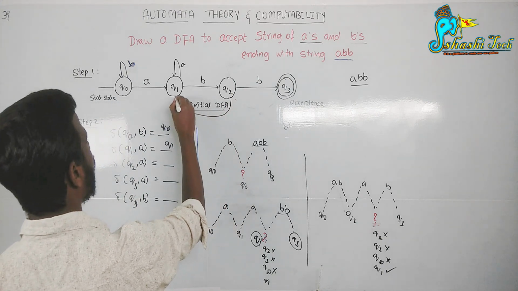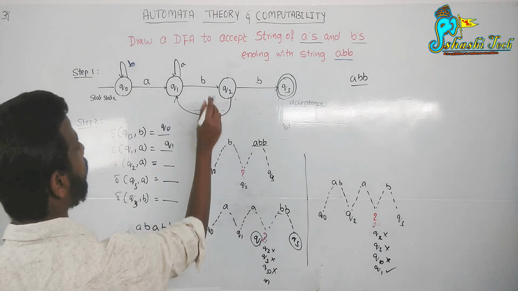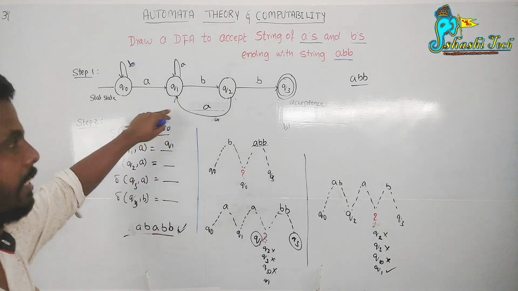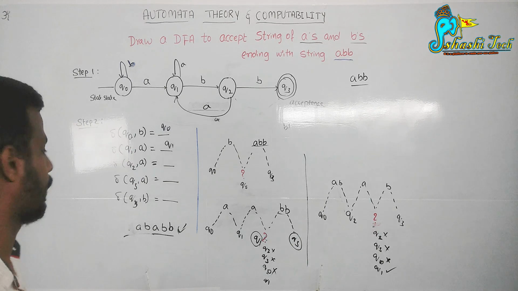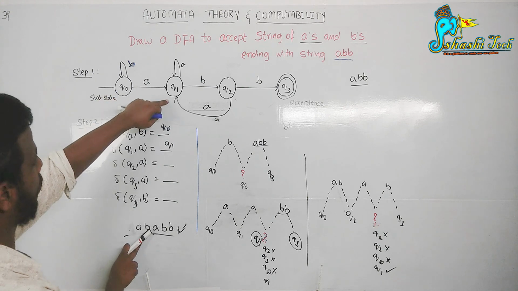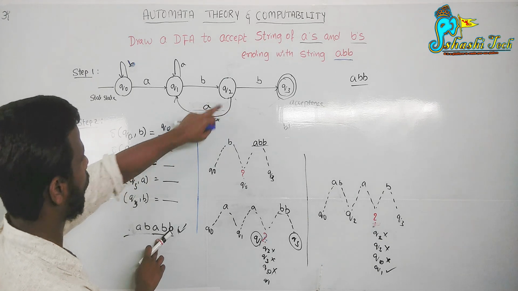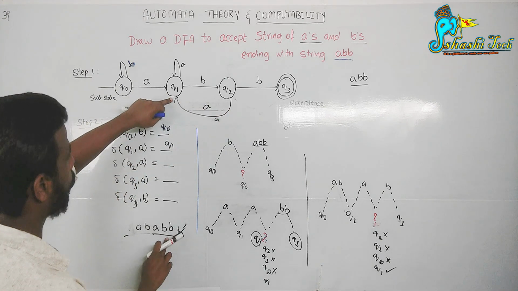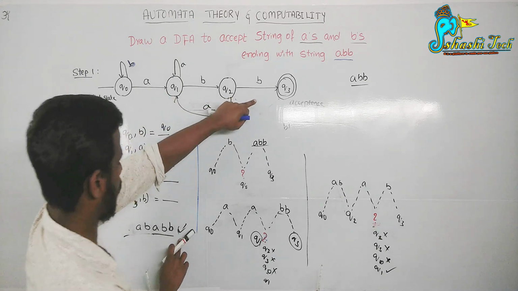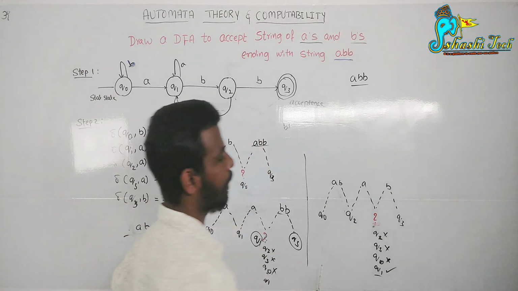Q0 upon accepting A, it is going to reach Q1. Q2 upon accepting A, it is going to reach Q1. Okay, let us verify the equation. Q0 upon accepting A reaches Q1. Q1 upon accepting B reaches Q2. Q2 upon accepting A reaches Q1. Q1 upon accepting B reaches Q2. Q2 upon accepting B reaches Q3. Yes, correct. Hence, the correct answer is Q1. We should write Q1 here.